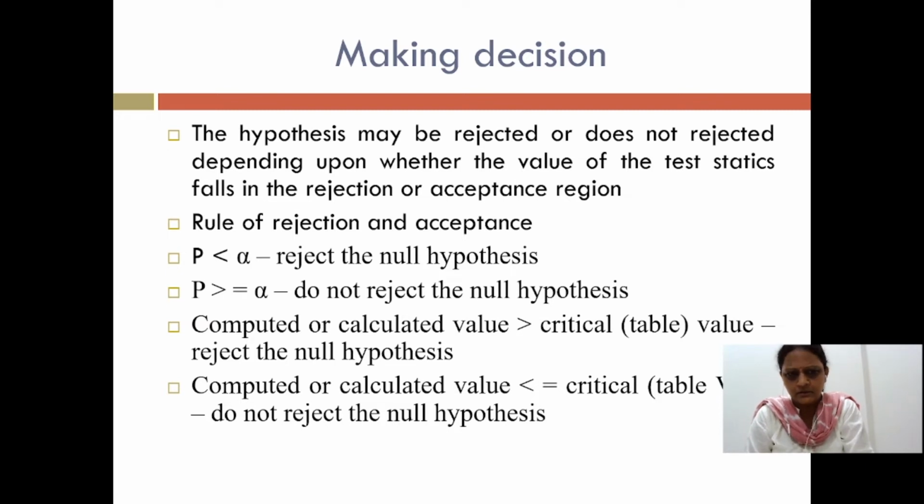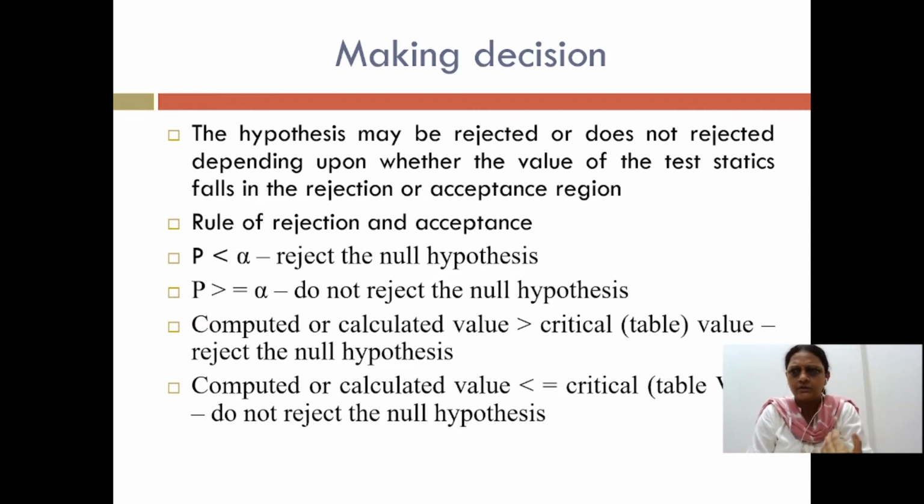Then another rule to make the decision about acceptance or rejection of the null hypothesis is whether the computed or calculated value is greater than your critical table value. So in every statistics book you find a table for t, z, f, and chi-square, right? That is known as the table value. So if your calculated value is greater than your table value, you reject the null hypothesis. And if your calculated, or computed, value is less than your critical or table value, you do not reject the null hypothesis.